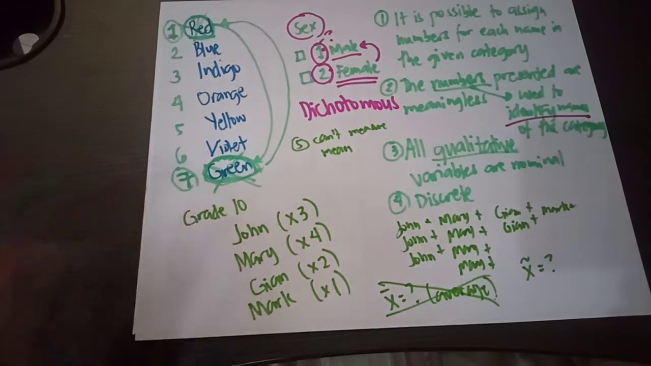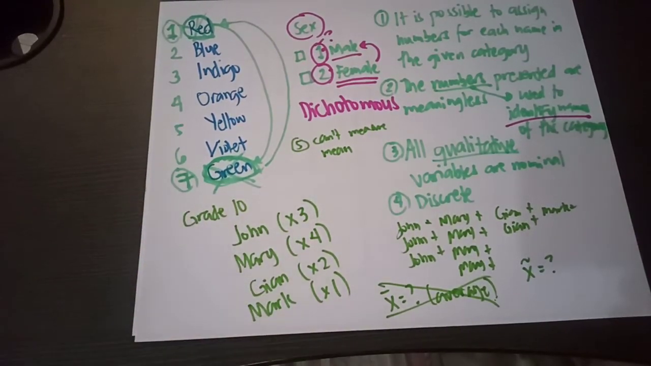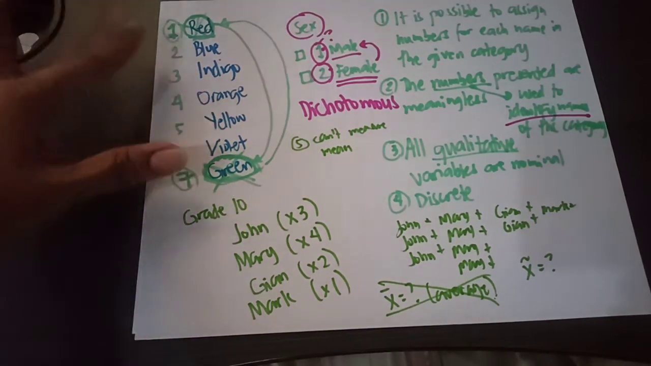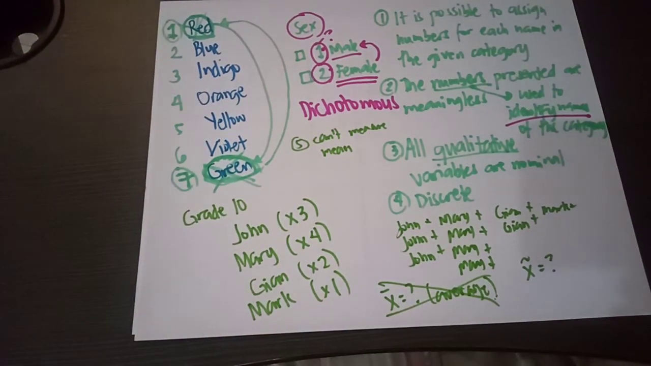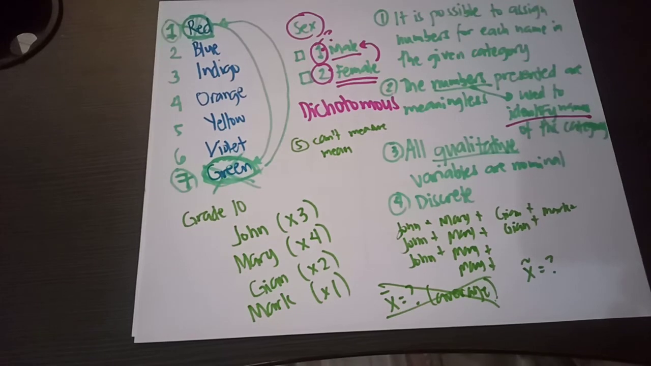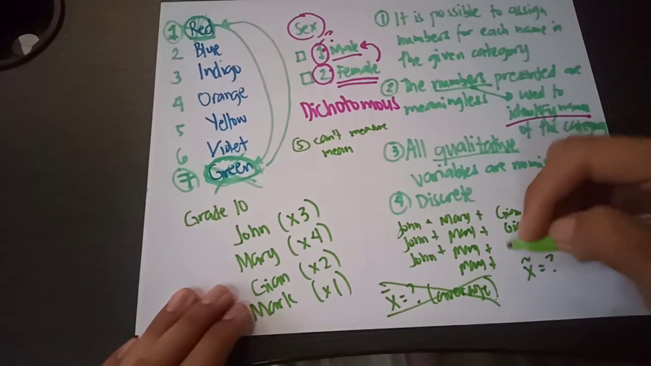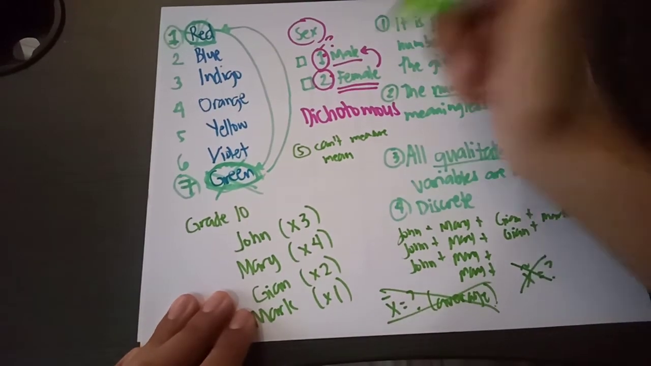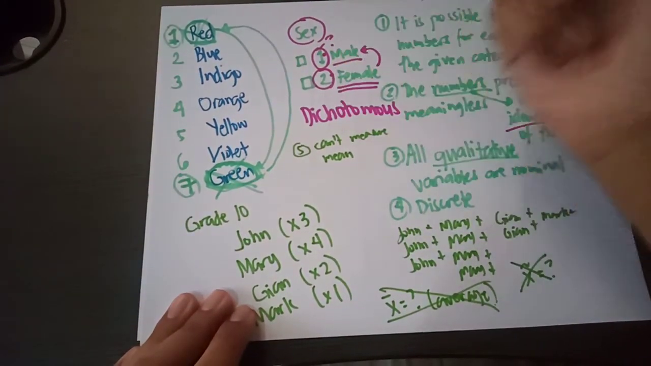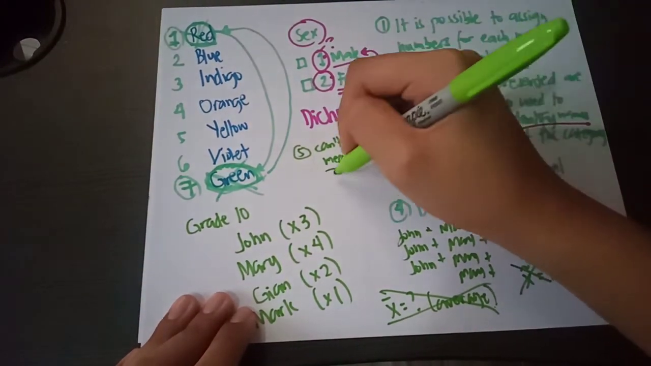The same with this example. John, Mary, Gian, and Mark are not arranged in an alphabetical order or whatsoever. And the colors here are not arranged in terms of their frequencies and whatsoever. So, if there is no order, we cannot measure the median. Meaning to say, nominal scale can't measure both mean and median.